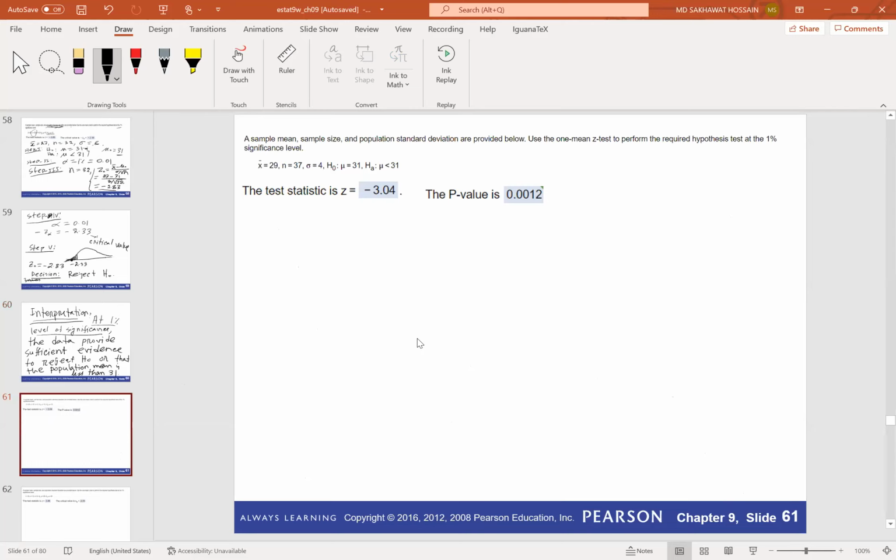A sample mean, sample size, and population standard deviation are provided below. Use one mean Z test to perform the required hypothesis test at 1% level of significance. So here we are doing the same thing, but we have different sample size and the sample mean is also different. Here the sample mean X bar is 29, the sample size n is 37, and sigma is 4.